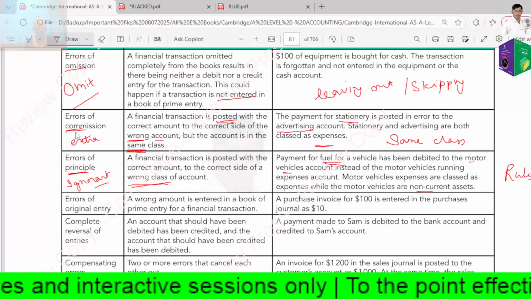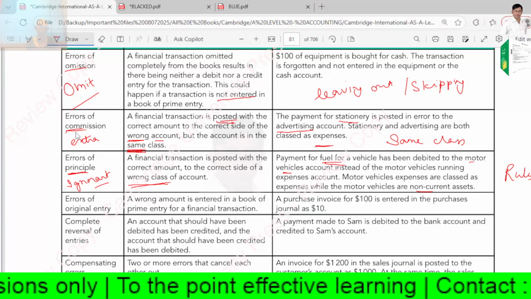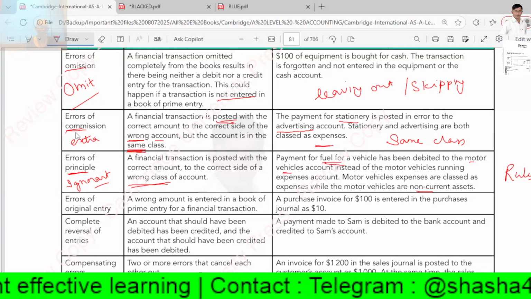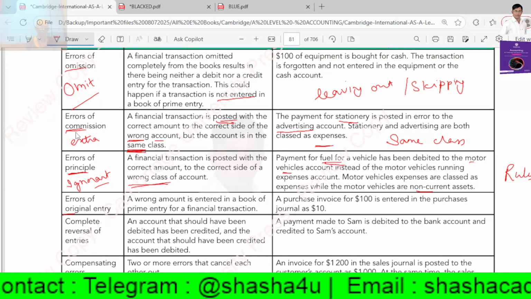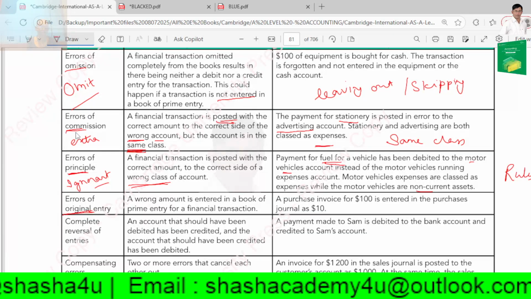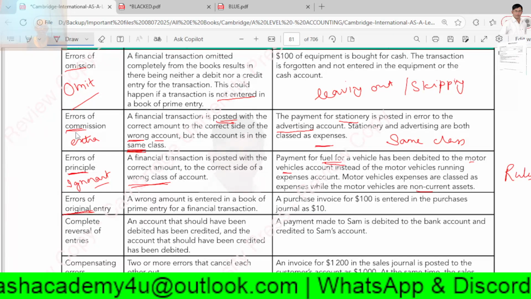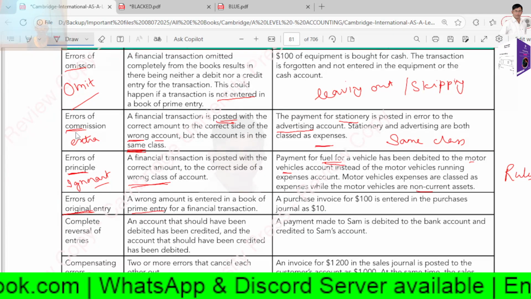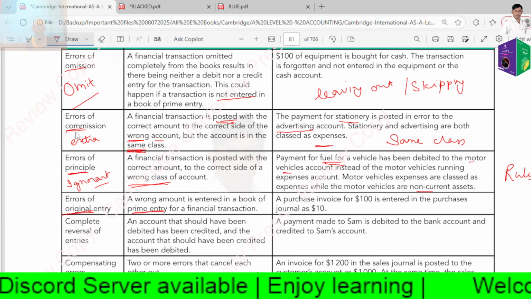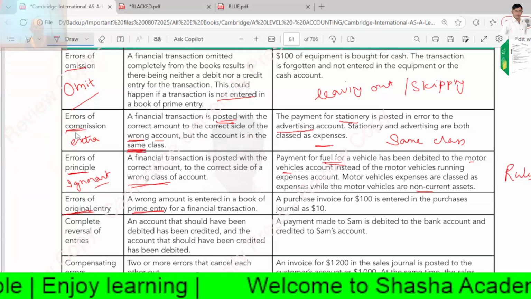Okay, next one. Error of original entry. So what is error of original entry? Original entry, so at the time of recording the first time, a wrong amount is entered in the book of prime entry. So what is a book of prime entry? You record it for the first time, so there itself you have written it wrong.